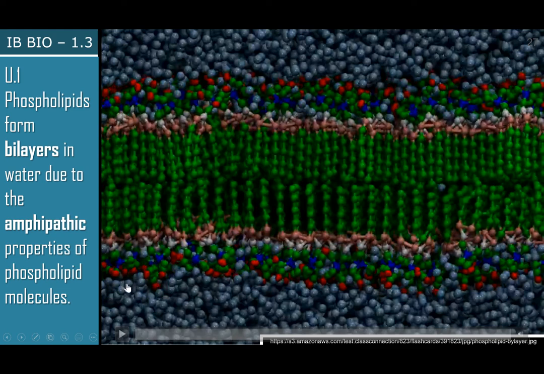And you've effectively created a barrier, right? You've got water over here and water over here and this nice organized barrier in between. And that happened all on its own just because of the chemical properties of those phospholipids. This is why phospholipids are the basis of the cell membrane, because they can perform this capability all on their own based on their chemical properties.